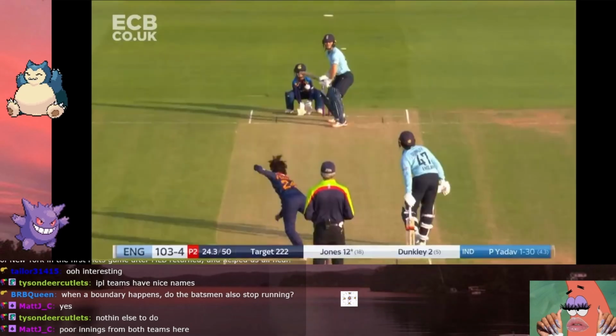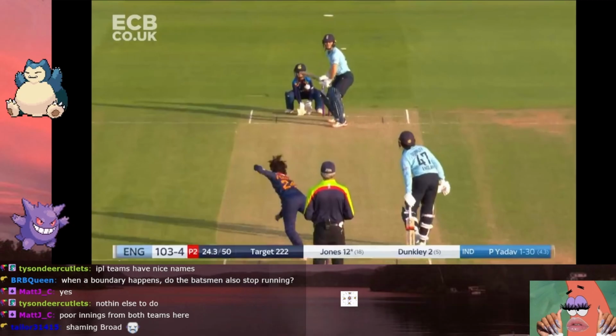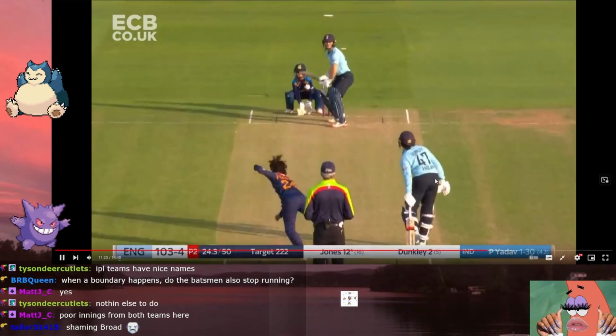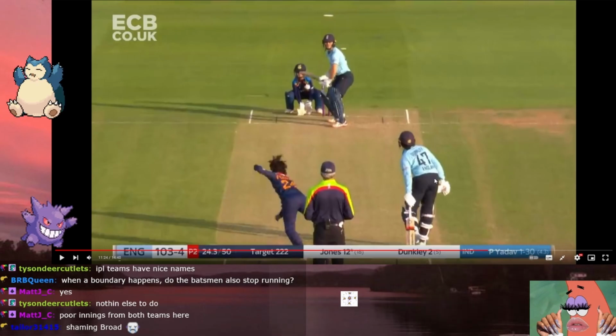Now, for a limited overs match, there's a little bit more information that you need to know. So here you go. Down at the bottom, it says England. This is another game between England and India. It's a women's game. So it says England 103 for 4. So that means that they've scored 103 runs for 4 wickets. P2, don't worry about what that means. So he doesn't explain P2 here. I will explain P2 for you because I'm a stickler for the rules.